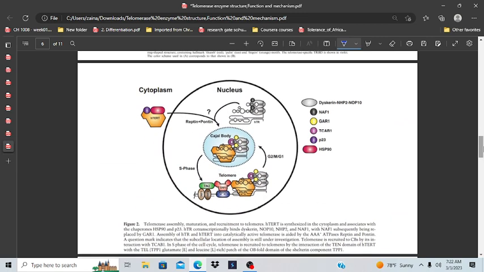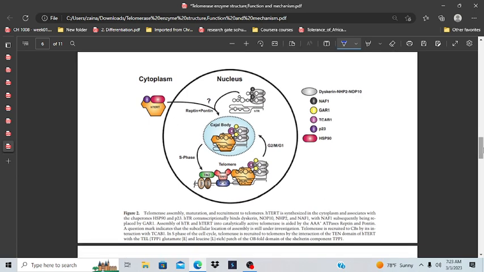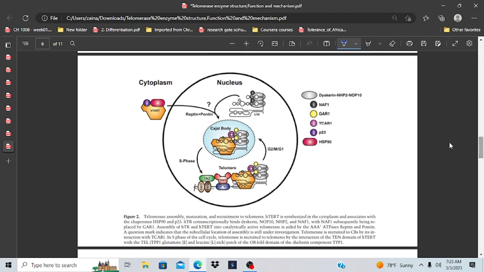Now we'll see how telomerase becomes catalytically active. Actually, telomerase is not expressed in all cells in the same amount. It's mostly expressed in stem cells and in germ cells, because they need to continuously replicate. But in the other somatic cells, telomerase is not expressed as in stem cells and germ cells.